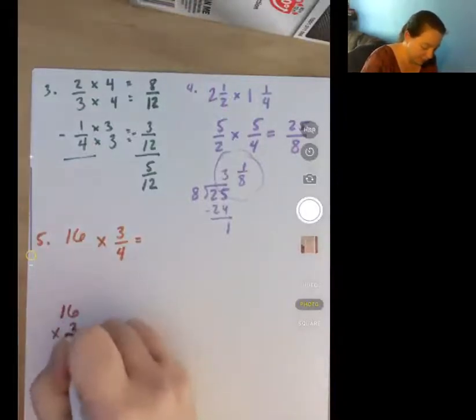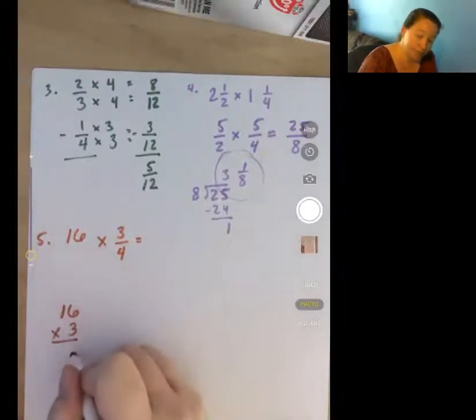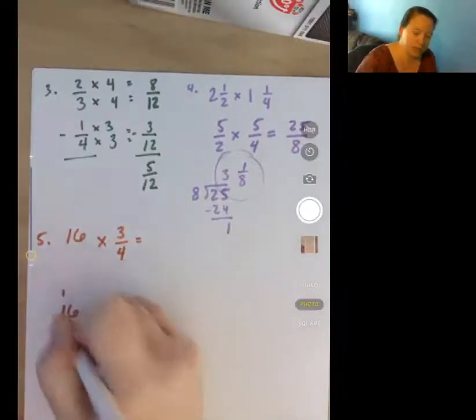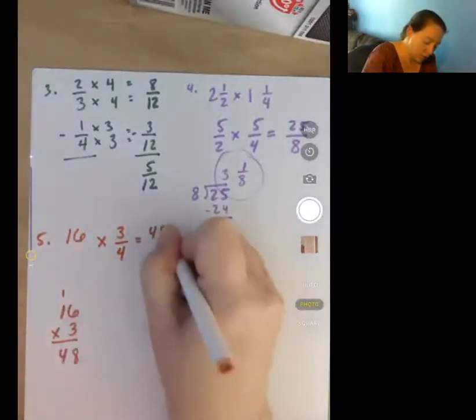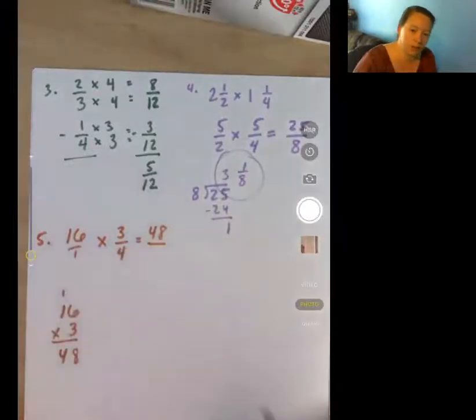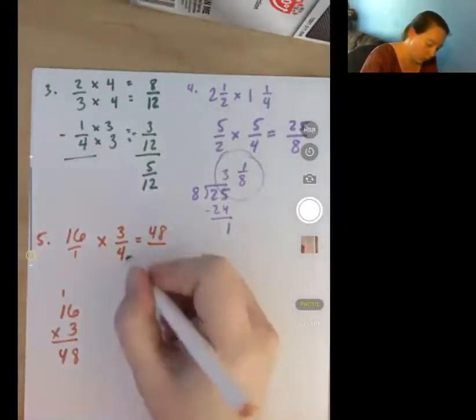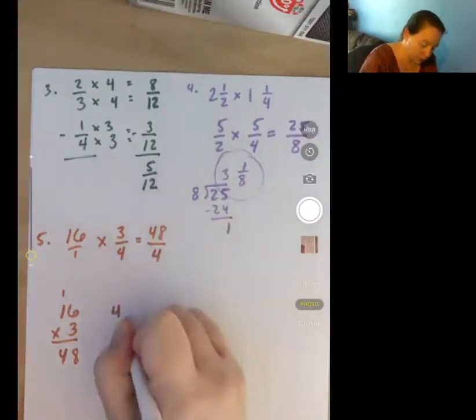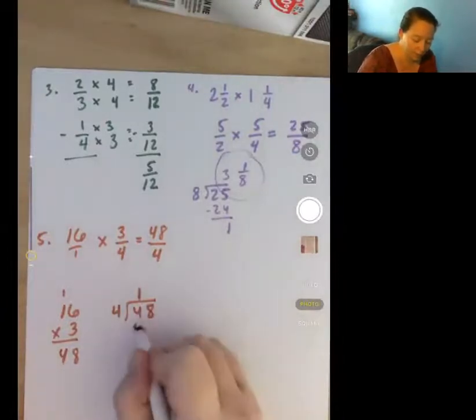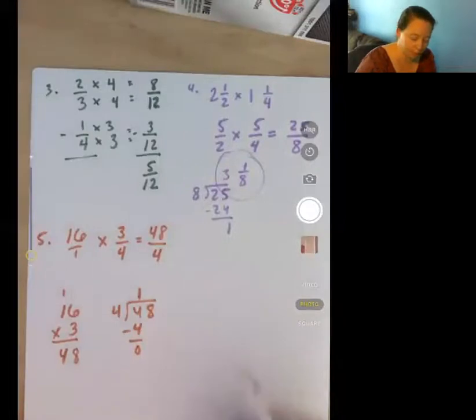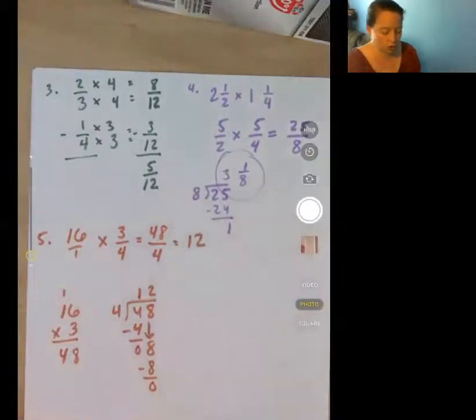16 times 3. 3 times 6 is 18. 3 times 1 is 3 plus 1, 4. So I have 48 over, and then remember, we have that imaginary 1 there, so 1 times 4 is 4. Now let's divide that out. 4 into 48. 4 goes into 4 one time. 4 minus 4 is 0. Bring down the 8. 4 goes into 8 2 times. 4 times 2 is 8. We have a 0. So it is equal to 12.